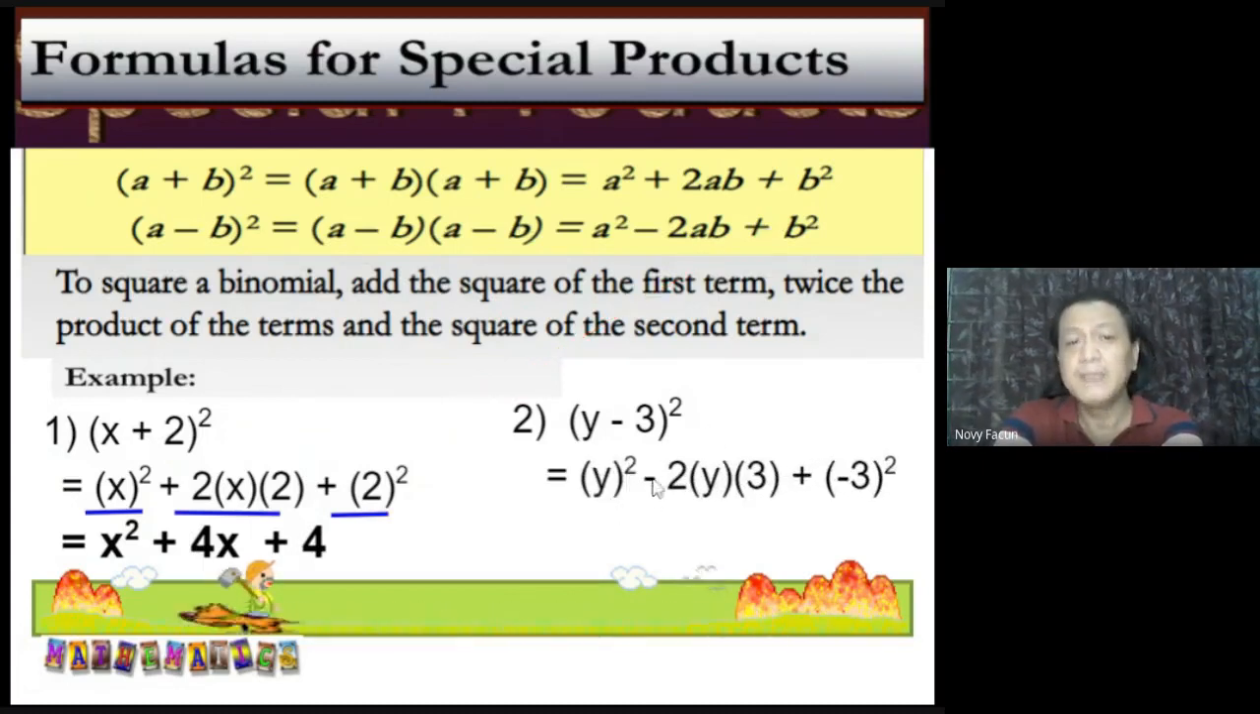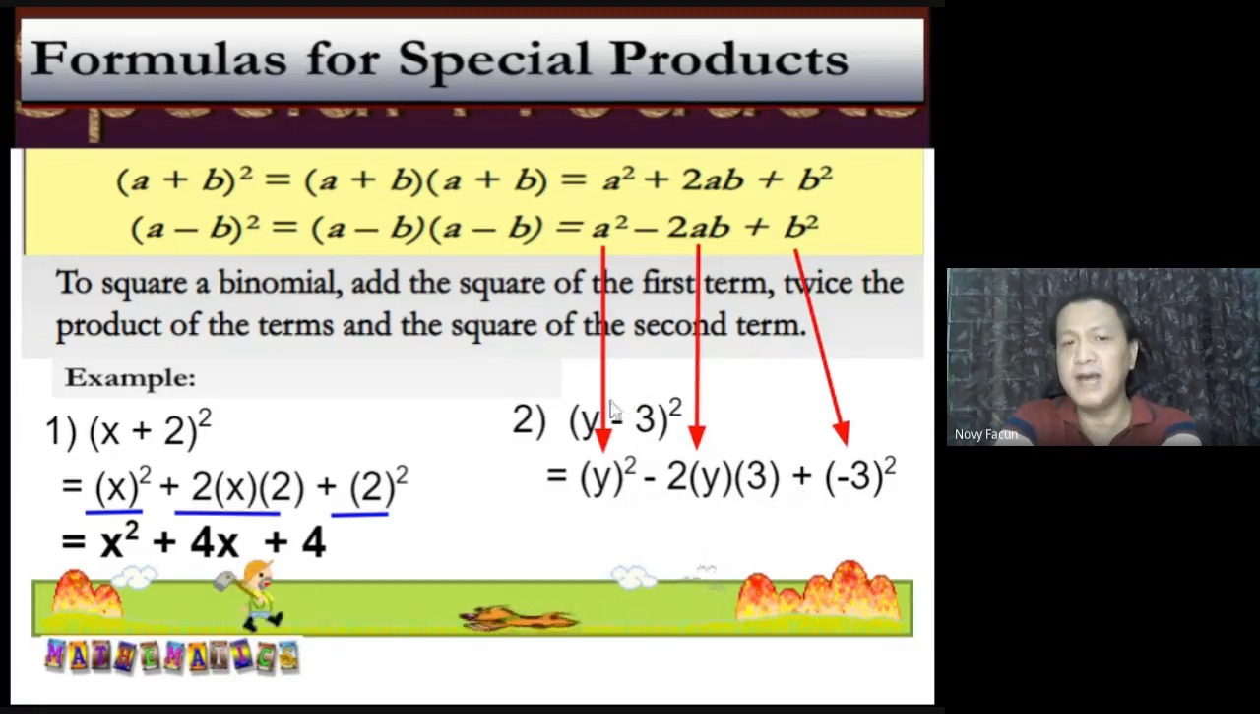So, we have to square the first term, yung y mo, kaya ito yung formula. We have y squared. And then, twice the product of the first and second. Kaya, since minus itong given natin, copy mo yung minus because of the formula. Take note of that. And that will become negative 2 times y times 3, kasi yung second term mo ay 3. And square mo yung last term mo, yung minus 3, that is negative 3 squared.